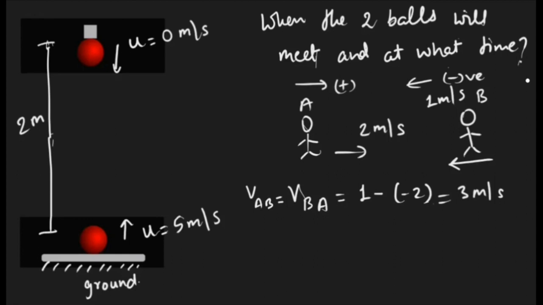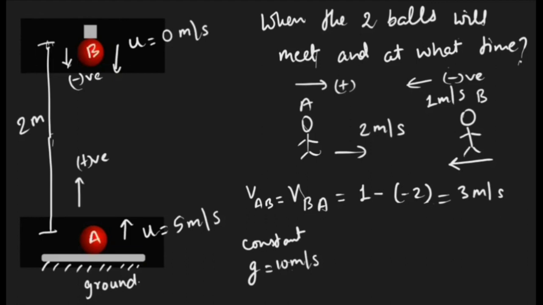Using the same concept, let's consider upward motion as positive, so downward motion would be negative. These two balls are moving under the influence of gravity, so there is a constant acceleration, that is g, and for our convenience we'll take g as 10 meter per second squared. Now we consider these two balls as one system. We call one ball A and the other ball B. So what is VAB? VAB is 5 minus of minus 0, which is 5 meter per second.